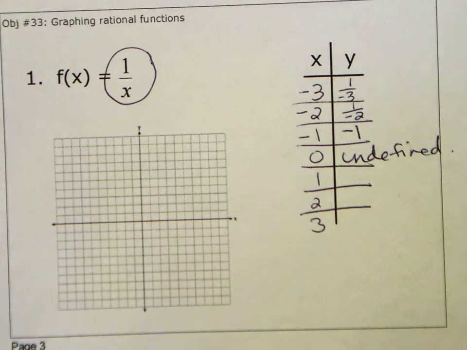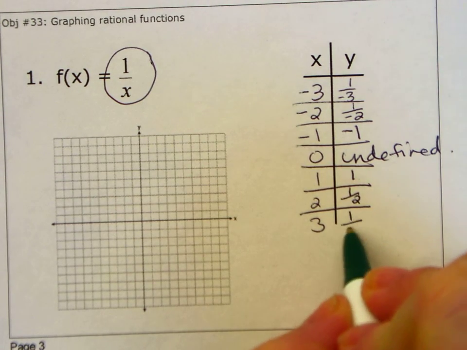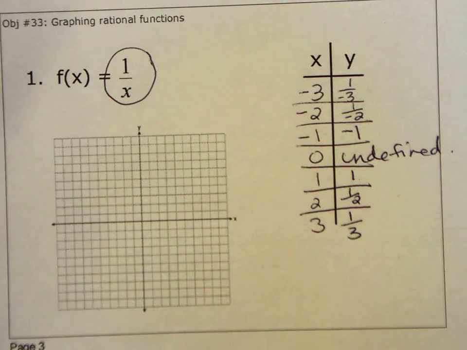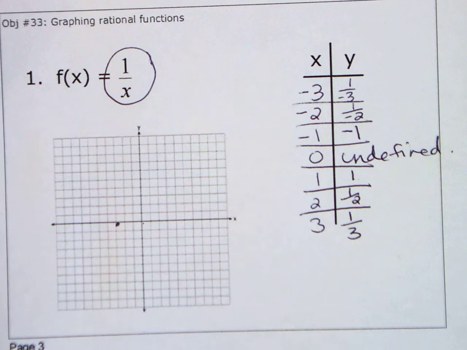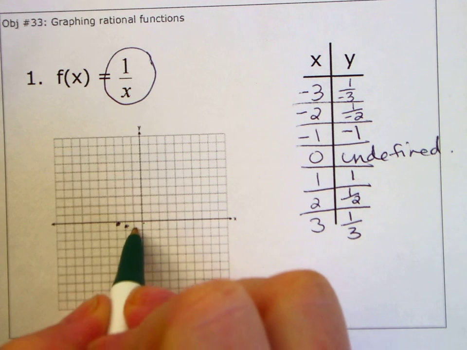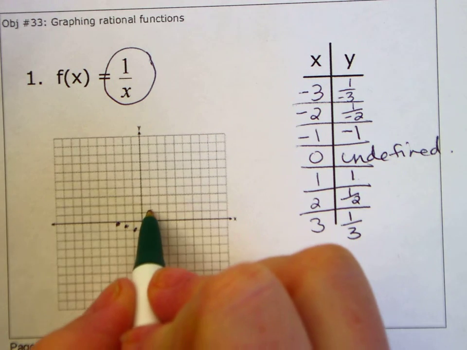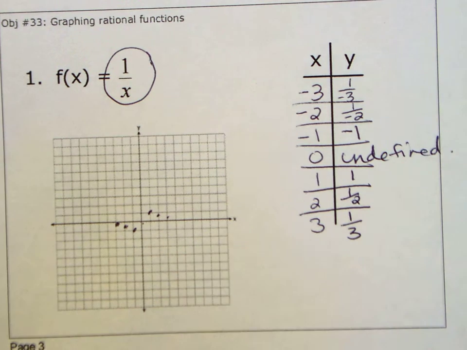How about 1? 1 over 1 is 1. 1 over 2 is a half. And a third. Okay, so let's plot these points. We have -3, negative a third. It's right there. -2, negative a half. -1, -1. 1, 1. 2, a half. 3, a third. All right, so was that helpful? Do we know what this thing looks like? Yeah, no, we have no idea. This is awkward, right?